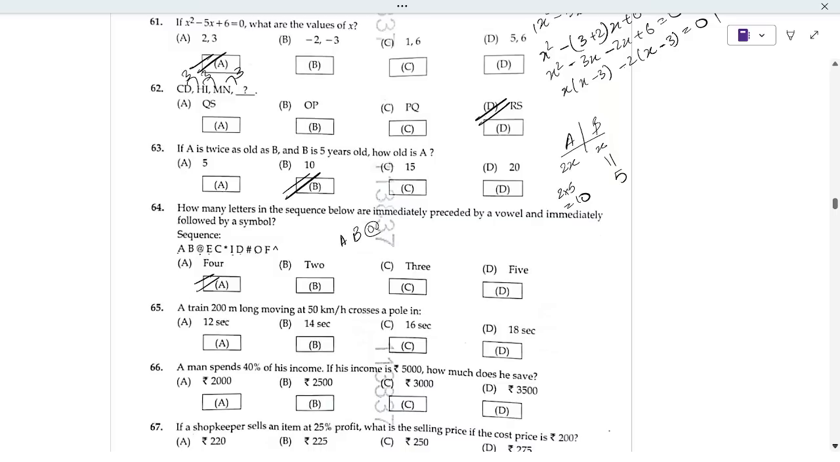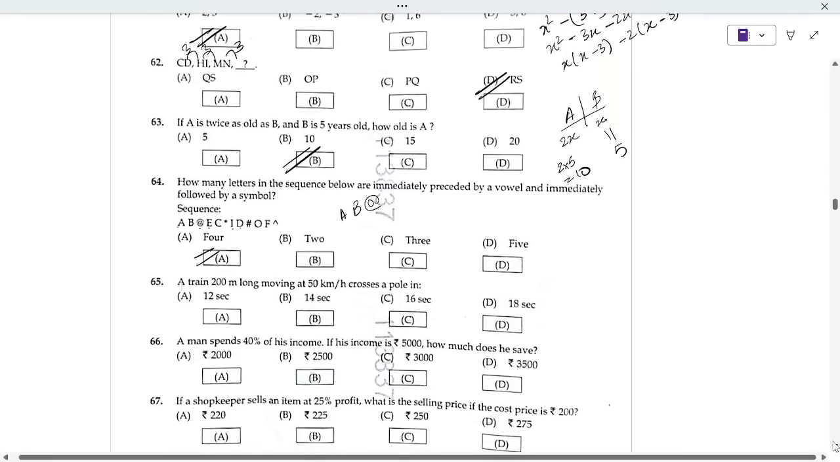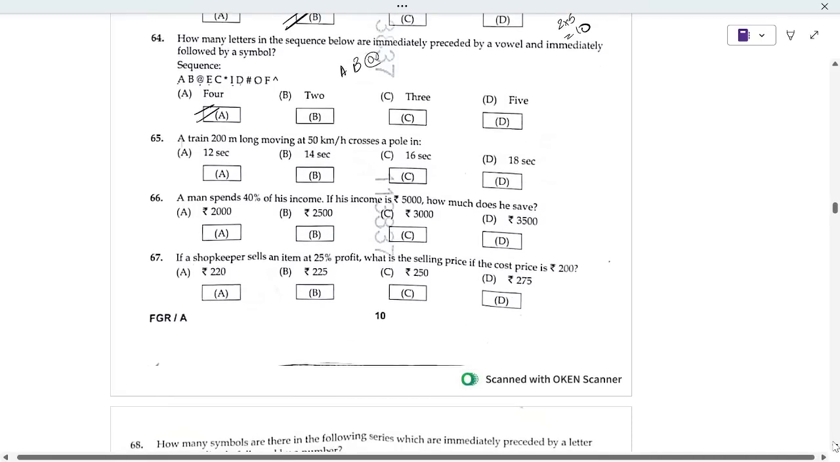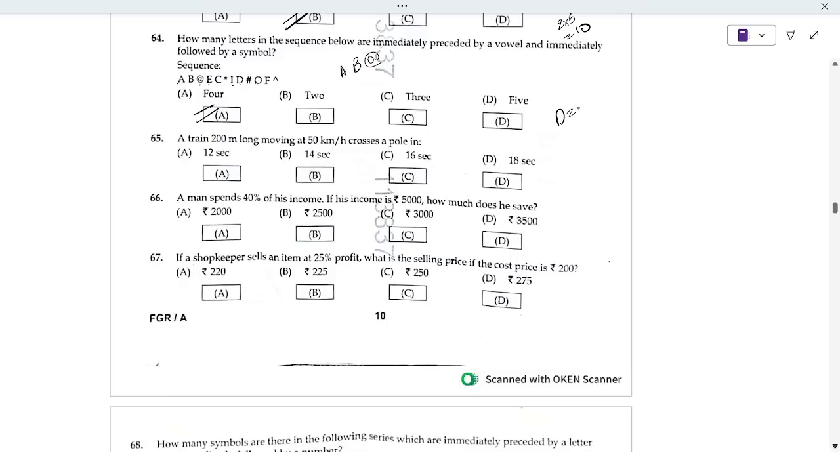So A is the answer. Next one: a train 200 meters long moving at a speed of 50 km/h. Speed is in km/h, distance is in meters, 200 meters long. This is from the train topic. The train at 50 km/h crosses a pole in. Here they're asking us to find the time. Distance is equal to speed into time, so time is distance by speed. So time is equal to distance, 200 meters.